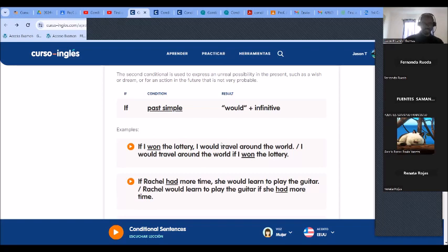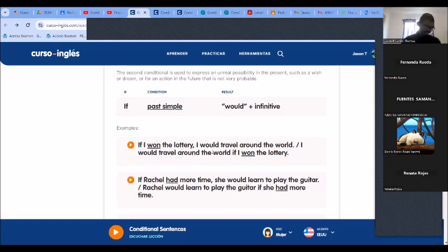Examples: if I won the lottery, I would travel around the world. I would travel around the world if I won the lottery. If Rachel had more time, she would learn to play the guitar. Rachel would learn to play the guitar if she had more time. All right, one more.